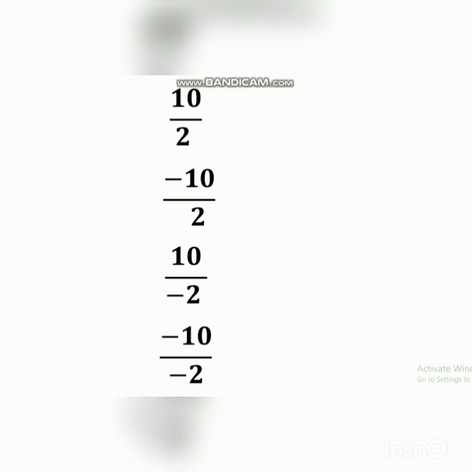In the first question, we are dividing 10 by 2, both of them positive, so the answer is positive 5. In the second question, we are again dividing 10 by 2, so the answer is 5, but we have only one negative factor, so the answer will be -5. In the third question also, we are dividing 10 by 2 and only one negative factor is there, so the answer is -5. In the fourth question, we have 2 negative factors, so they become a pair and the answer will become +5.